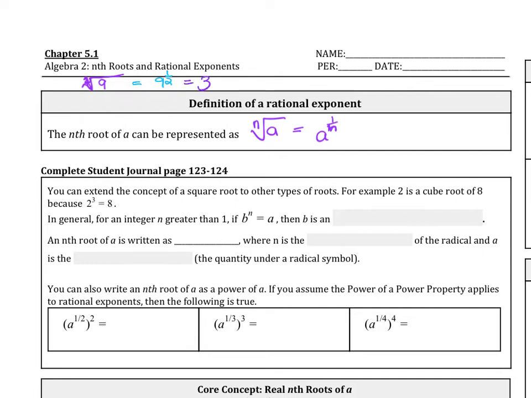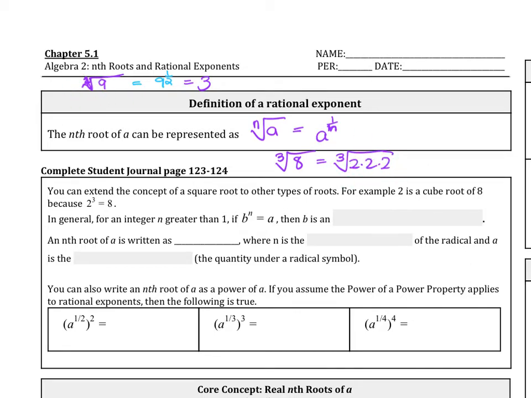Now you can extend the concept of a square root to other types of roots. For example, 2 is a cube root of 8 because 2 cubed equals 8. So what it's saying is that the cube root of 8, we can break this down. Cube root of 8 is 2 times 2 times 2. So we can look at the index, or this number here, this 3, as how many we need in order for it to come out perfectly.